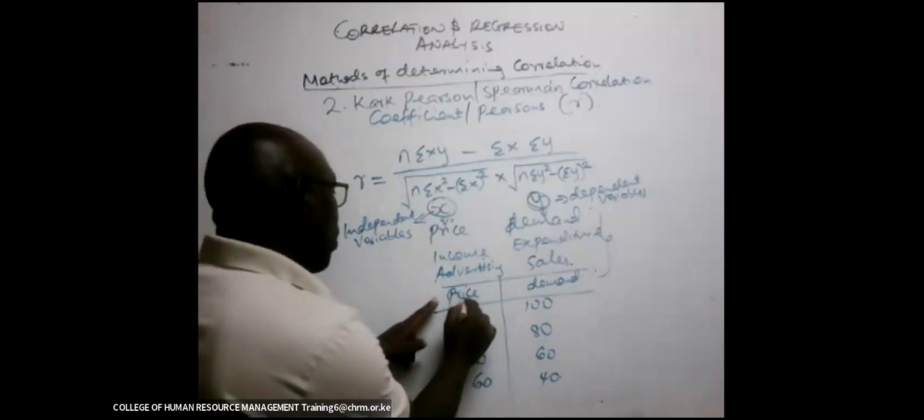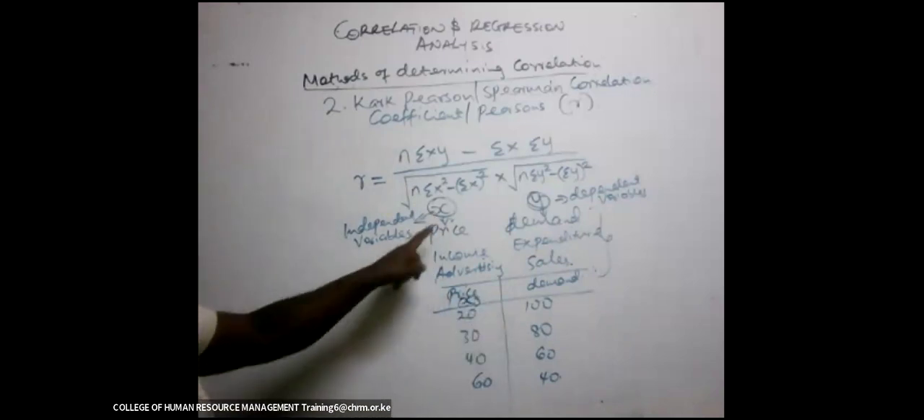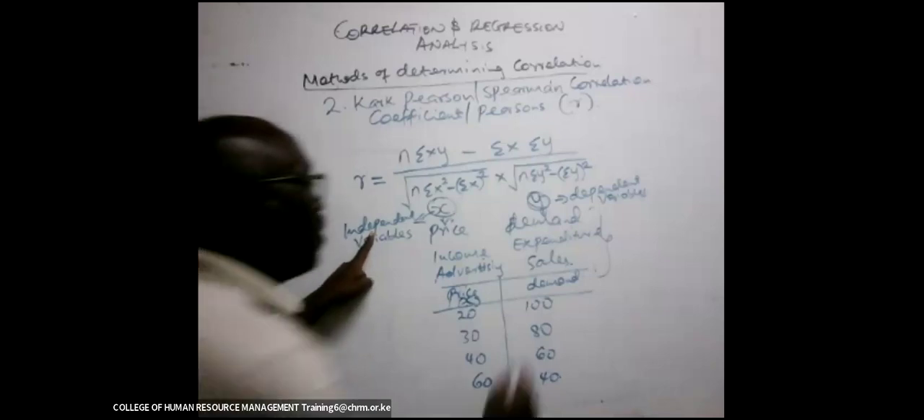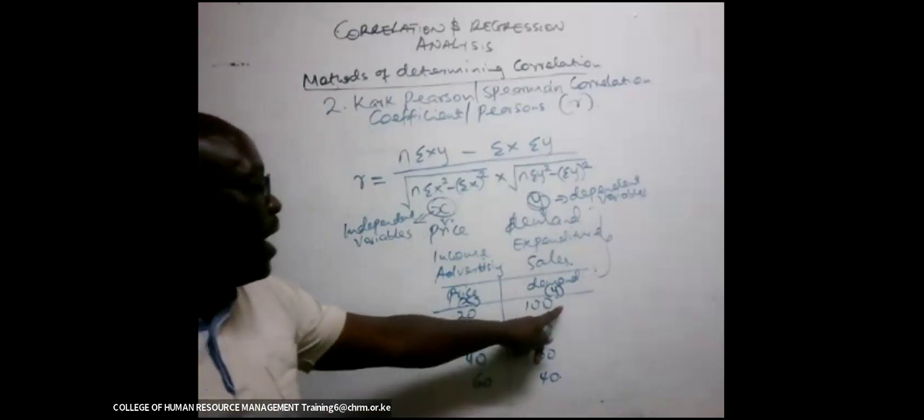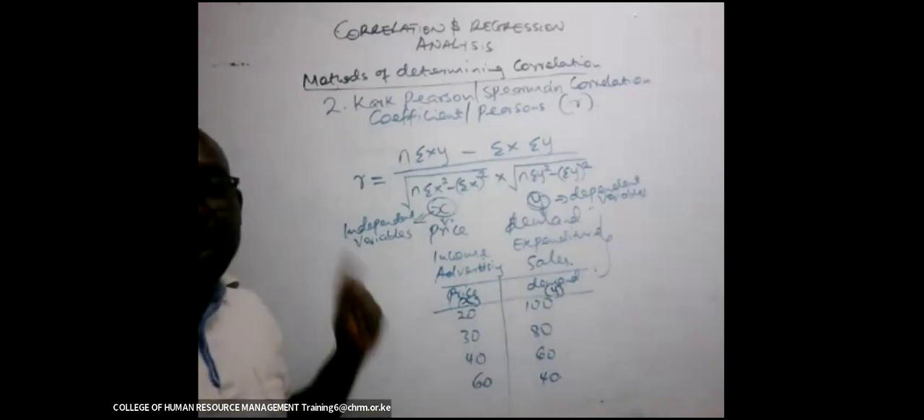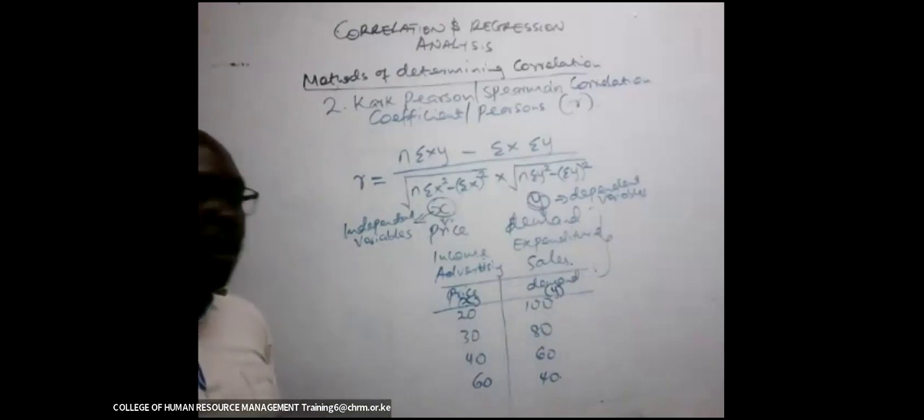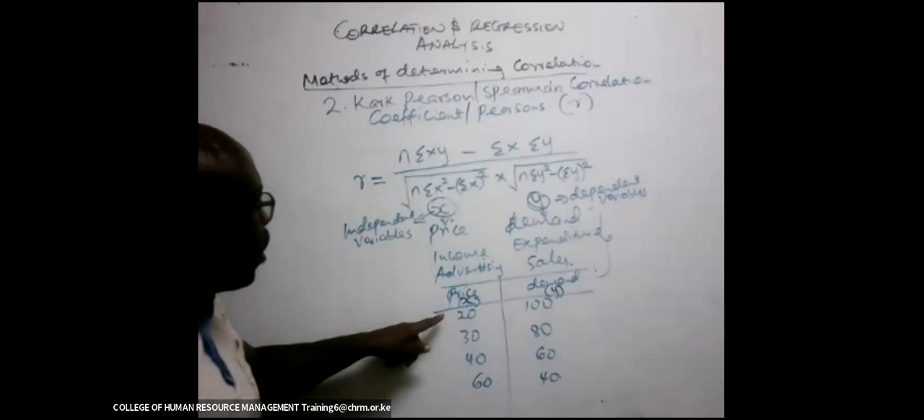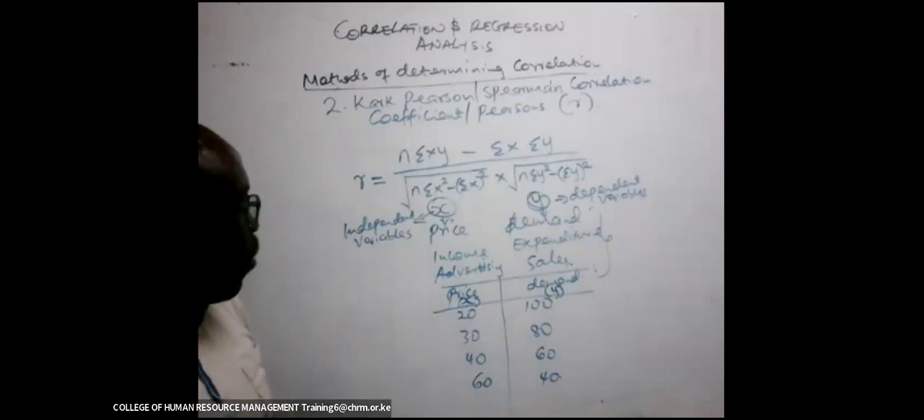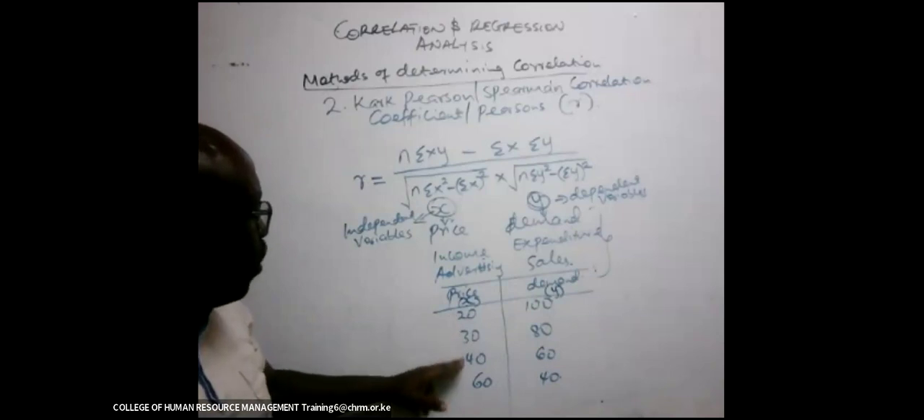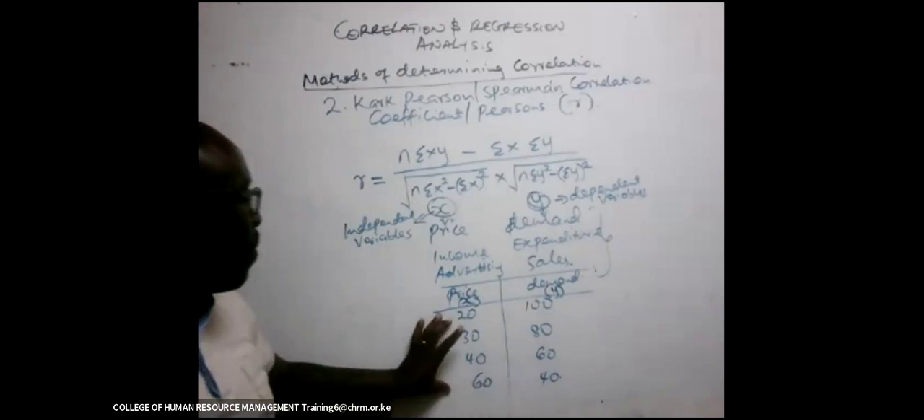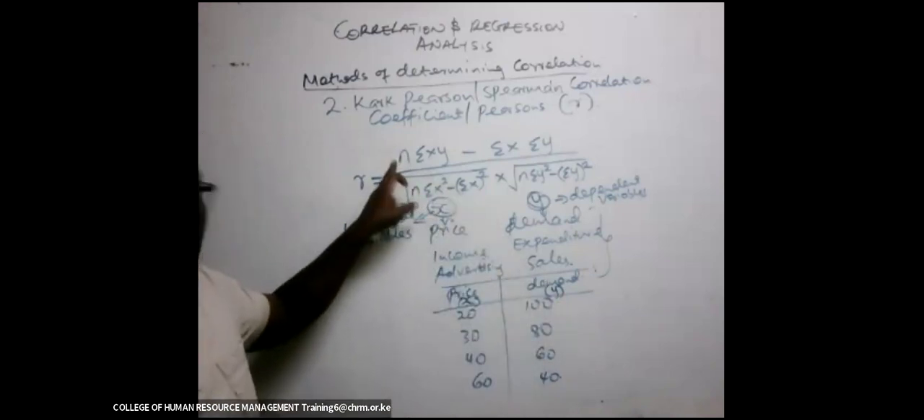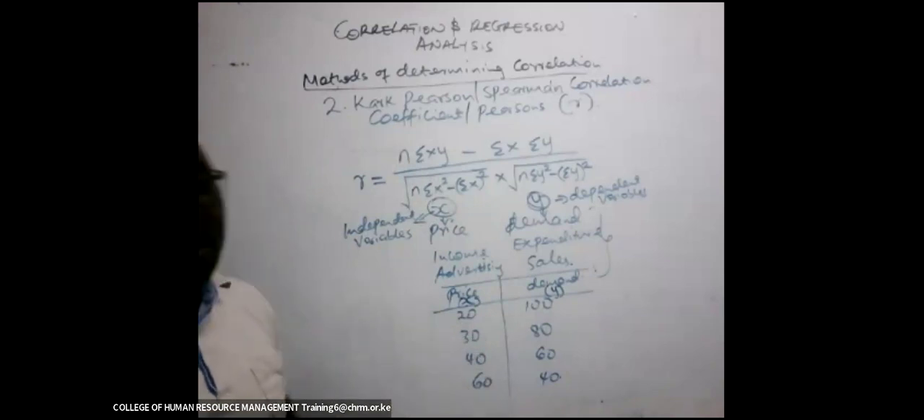These values we call X, because the price is the independent variable. These values we call Y, because these are the dependent ones. Demand depends on price. I hope up to that point we are together. When we talk about N, we are talking about the number of pairs. Here we have 4 pairs. We just count 1, 2, 3, 4: 20 and 100, 30 and 80, 40 and 60, 60 and 40. These are the pairs of X and Y. So you simply count the number of rows that you have, and it will give you the N.